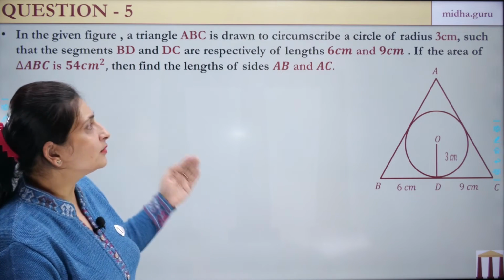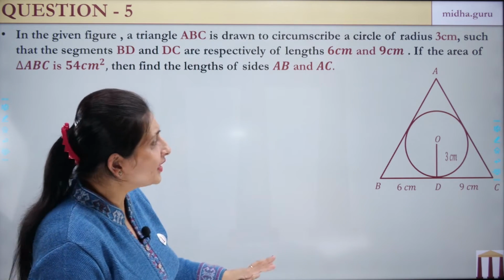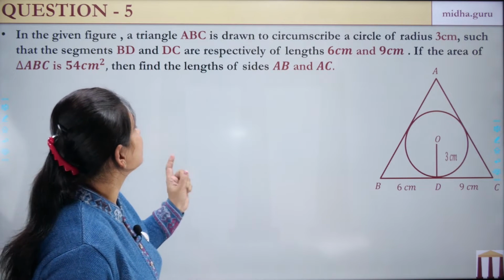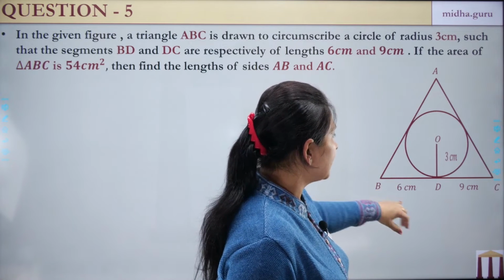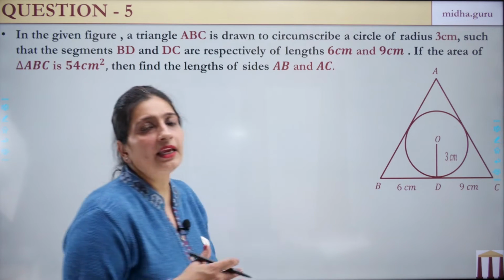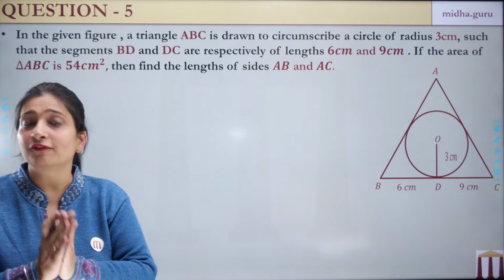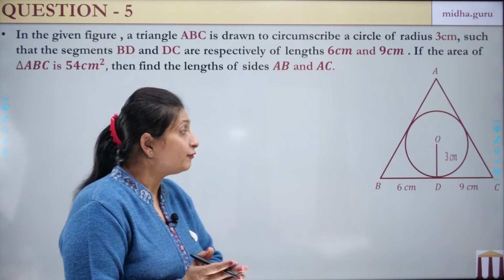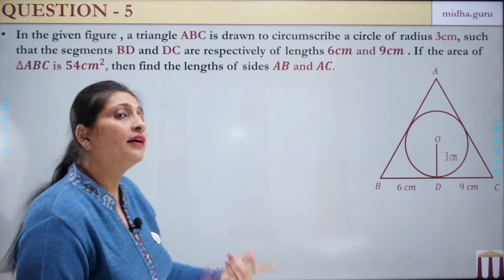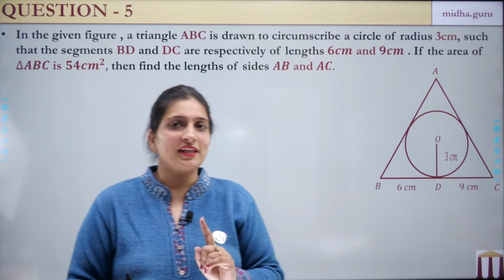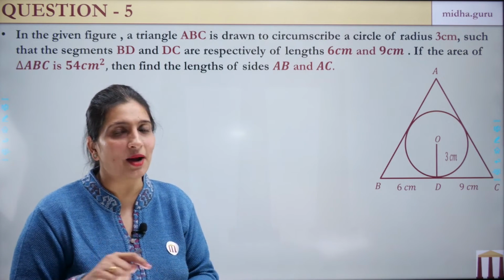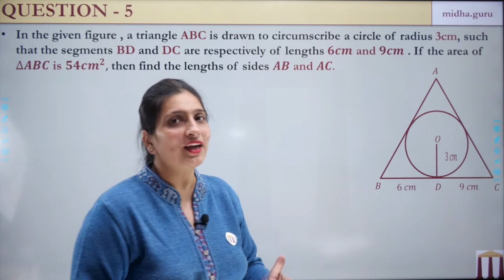So a triangle is circumscribing a circle of radius 3 cm such that the segments BD and DC are respectively of length 6 and 9 cm, and the area of this triangle is given as 54 cm. We have to find the length of AB and AC. Come on, just try it out. Pause it and try it out, and comment down below who are able to do it.